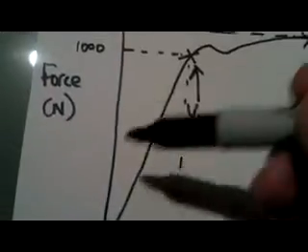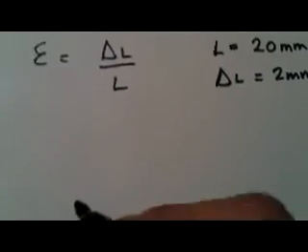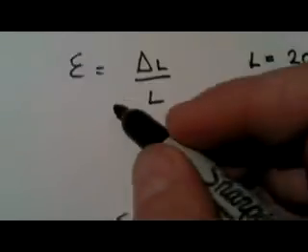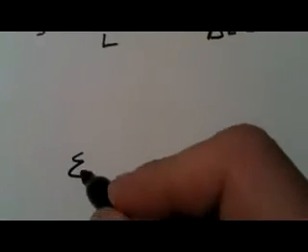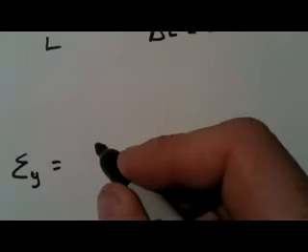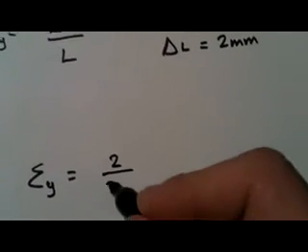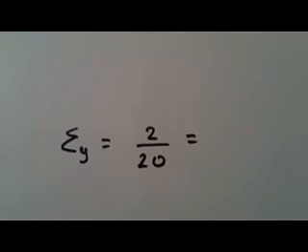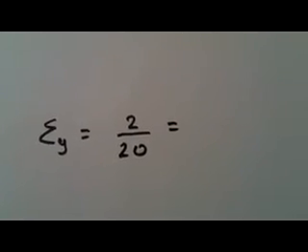Obviously, if we go beyond the yield point, then the extension increases, but we're not worried about that. So all we need to do now is put in, there should really be a y there to say it's the yield strain. So the yield strain equals the change in length, which we said is 2 millimeters, divided by the original length, which is 20 millimeters.